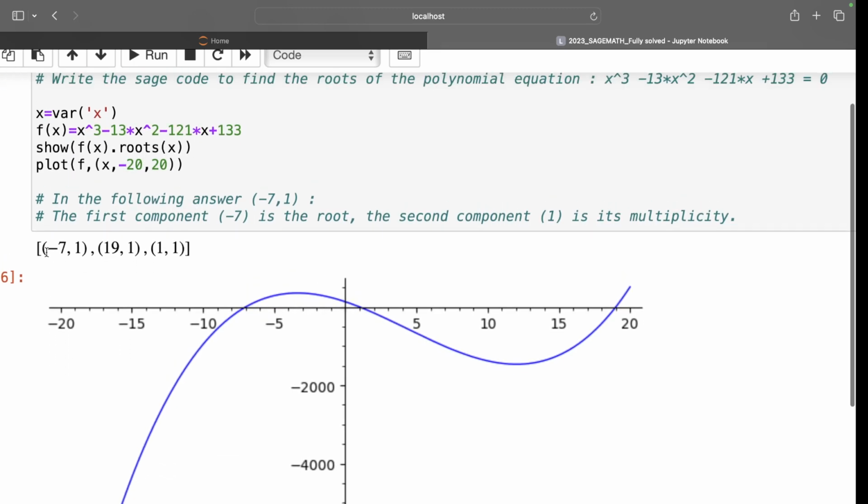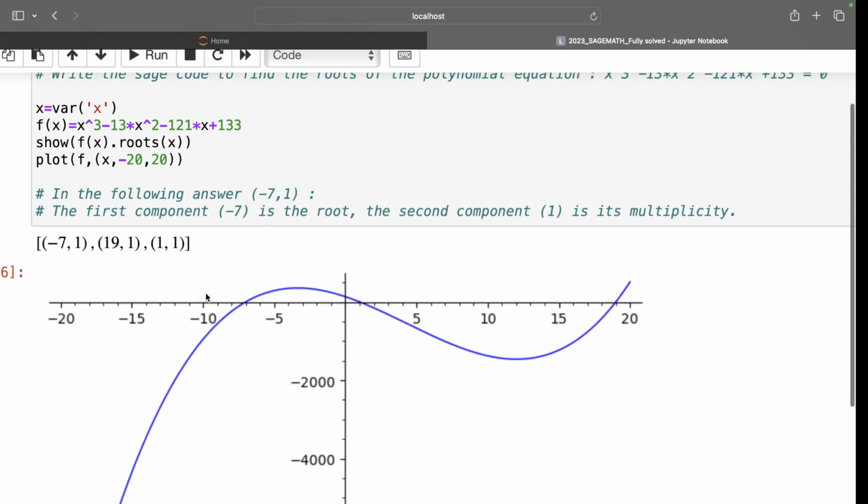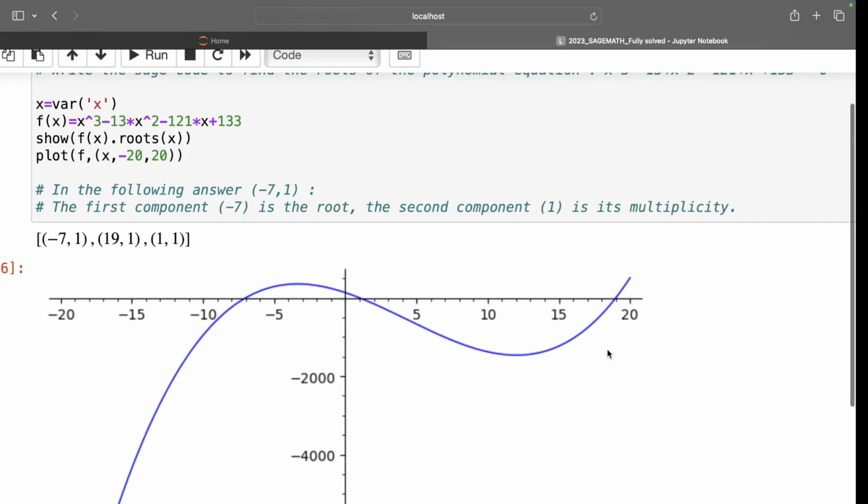Here the roots are minus 7, 1; 19, 1; and 1, 1. Here minus 7, 1 is the first component: minus 7 is the root and 1 is the multiplicity. There are three roots: minus 7, 19 and 1. If we plot it, this is the plot of fx. It cuts the x-axis at this point, which is minus 7, this point is 1, and this point is 19. All are simple roots, so the multiplicities are all 1.